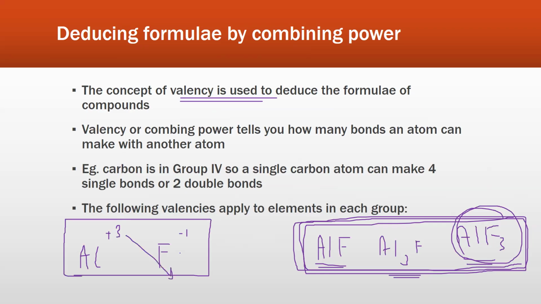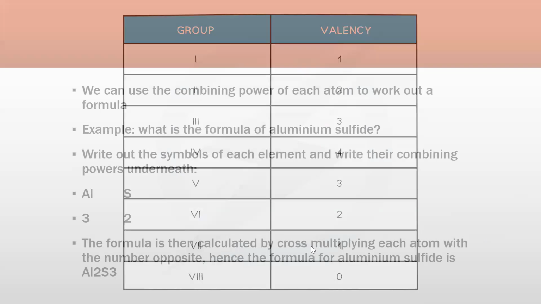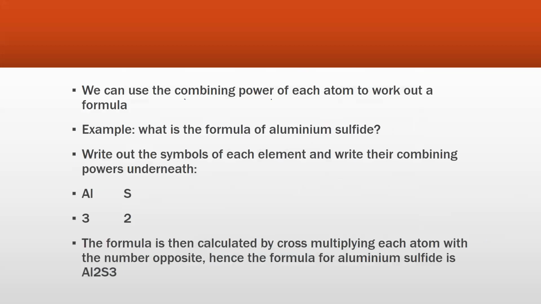So when we cross multiply these numbers, 1 यहाँ आ जाएगा, Al would become 1 and F would become 3. So it's AlF3. For example, group 1 are all +1, group 2 are +2, group 3 के elements +3 होते हैं, group 4 के +-4 होते हैं, group 5 has a charge of -3, group 6 has a charge of -2, group 7 -1, और group 8 का 0 होता है. So we can use the combining power of each atom to work out the formula.